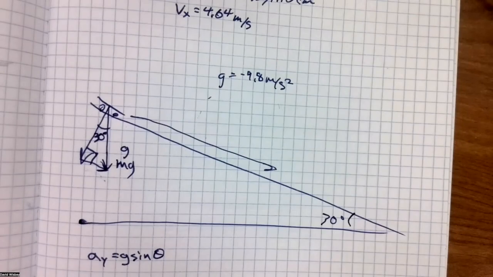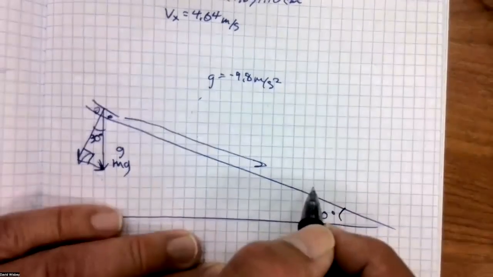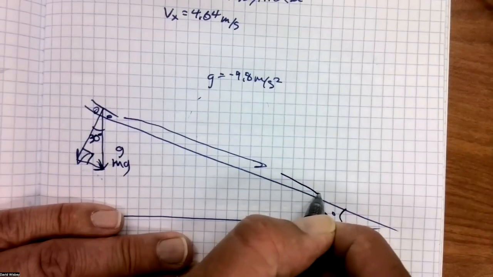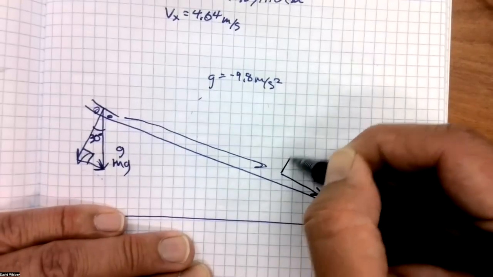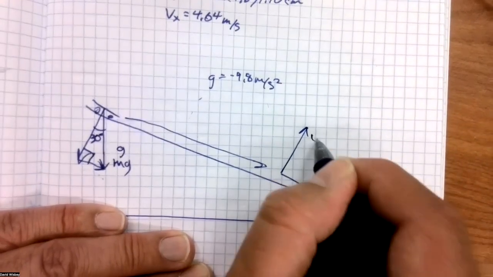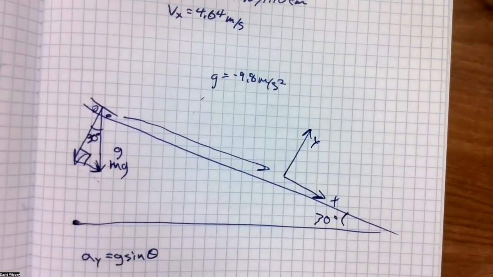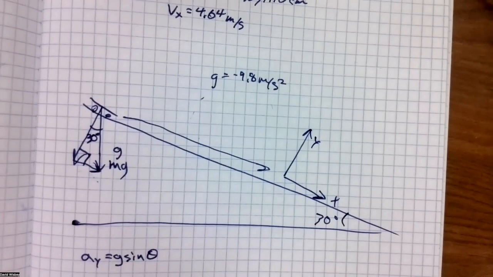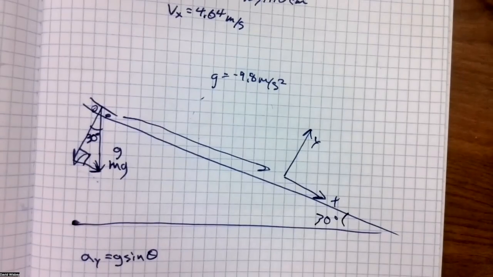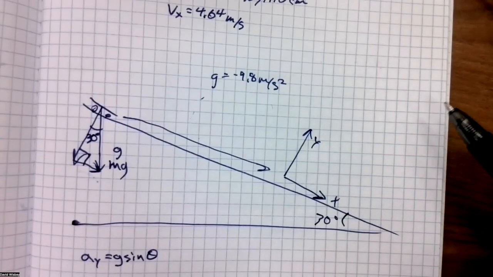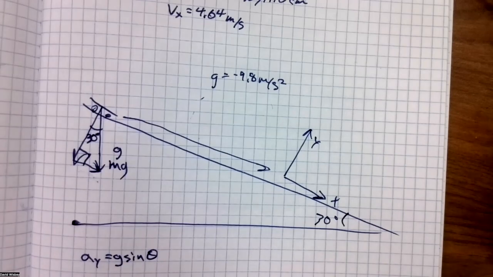And so for this problem, we're going to say that x positive is going like this, in the direction down the ramp, and y is going in this direction. That's how we're going to set our axes for this problem. So our x direction is going down along the ramp, and our y direction is if we traveled up perpendicular to the ramp.